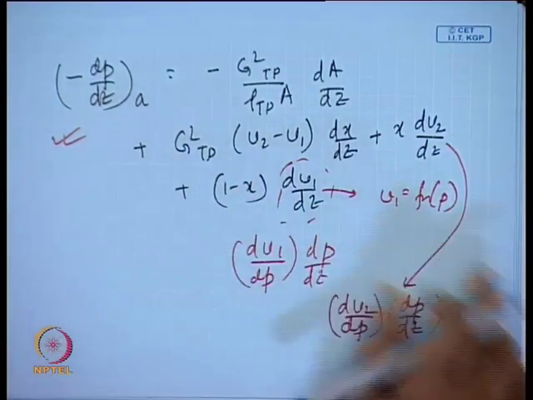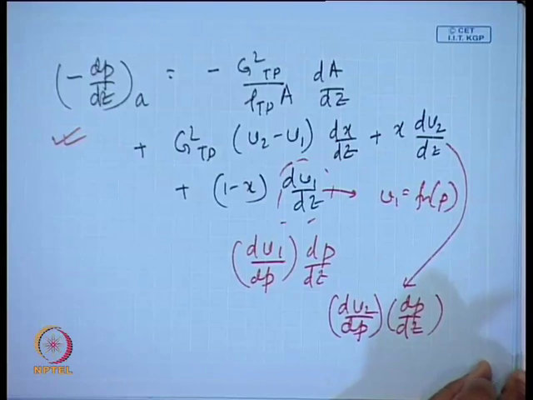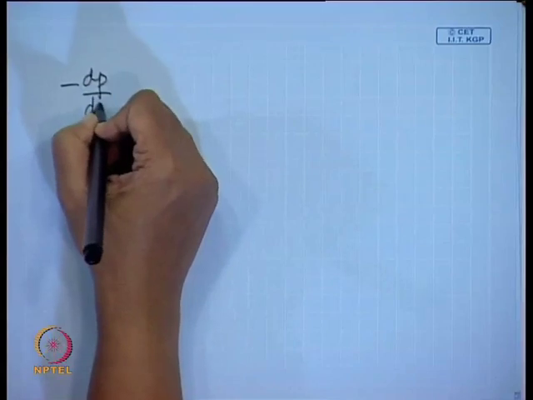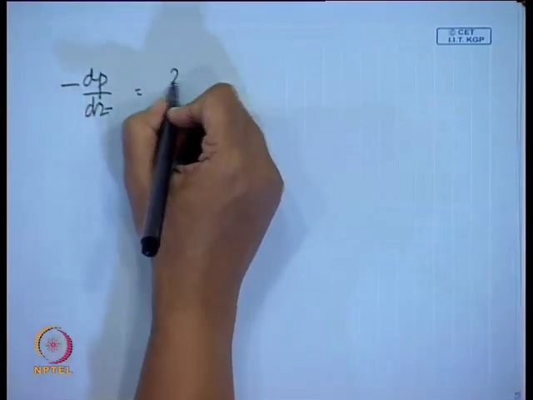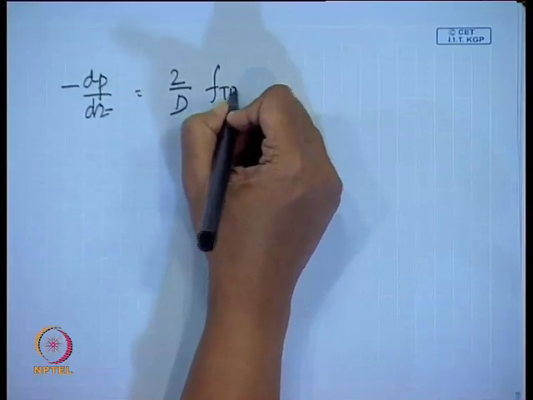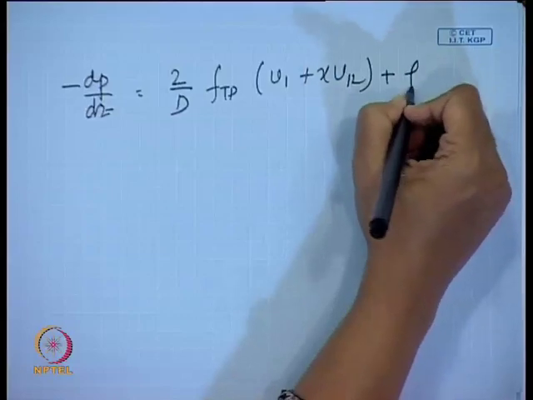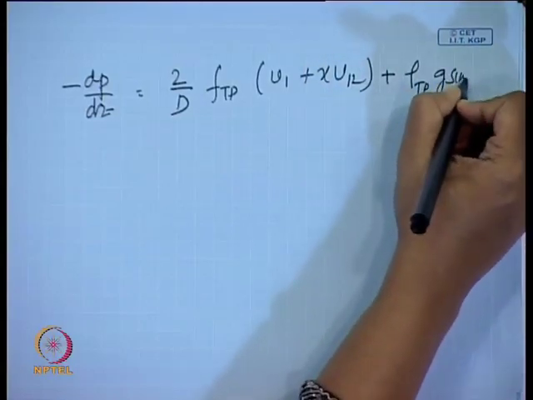Okay. So, if you substitute all of these in the total expression of minus dP dz, just substitute them and then tell me what is the final expression that you are getting. Let us see what is the final expression that you will be getting. Minus dP dz will be equal to 2 by d f TP V 1 plus x V 1 2 plus, let me keep it as rho TP because it is an input parameter.